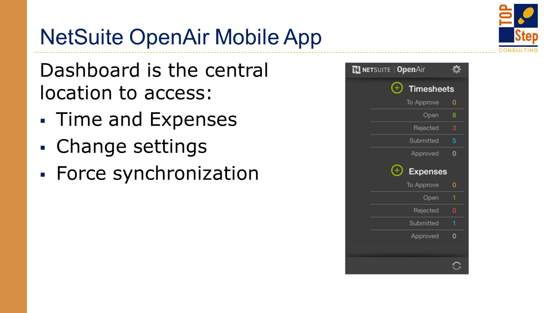So when you log into the mobile app, open up the mobile app, you're going to see a dashboard. And so there's a number of highlights I want to point out. Obviously, you're going to see any open timesheets or expenses, any rejected, submitted, also your approved timesheets and expenses. So you'll be able to see that information here in the dashboard.